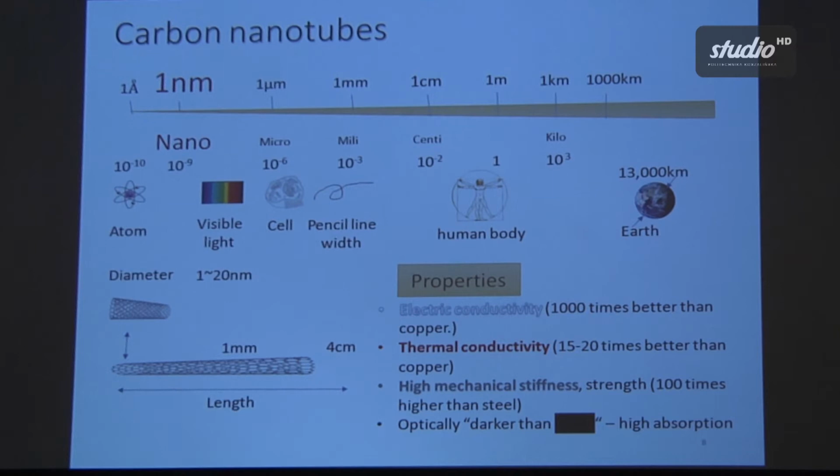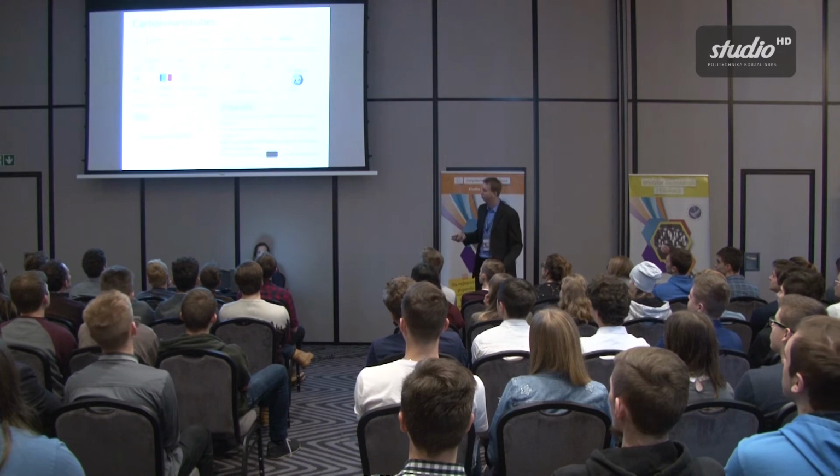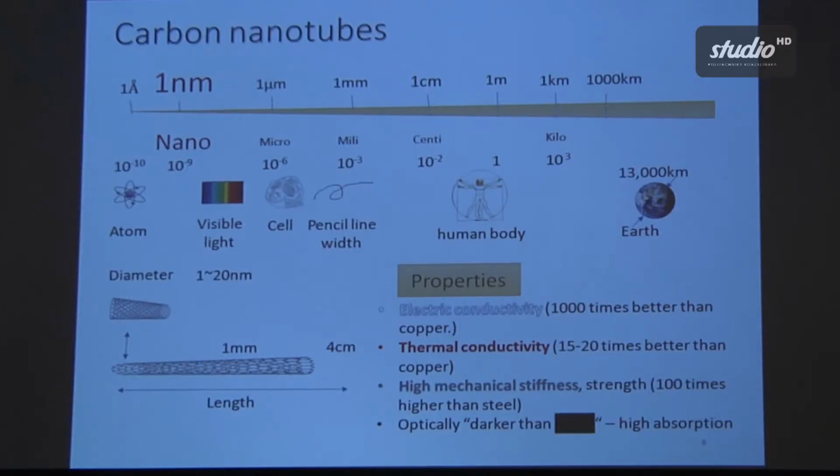Then we keep going down. We have the pencil line in half of the millimeters. A bit lower in micrometers, we have already our cells of our bodies. Further on, we can find the visible light range from 350 to 750 nanometers. And as we keep going down up to single nanometers, we can already find carbon nanotubes.